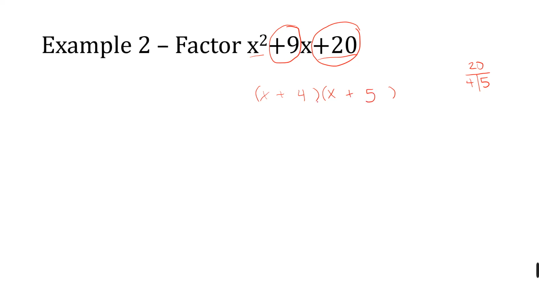So x plus 4 and x plus 5. Multiplication is commutative. What we're doing here is taking x plus 4 and multiplying it by x plus 5. Of course that's the same thing as x plus 5 times x plus 4. It doesn't matter which order you write the parentheses in. And again, we could check our answer by FOILing it back out.